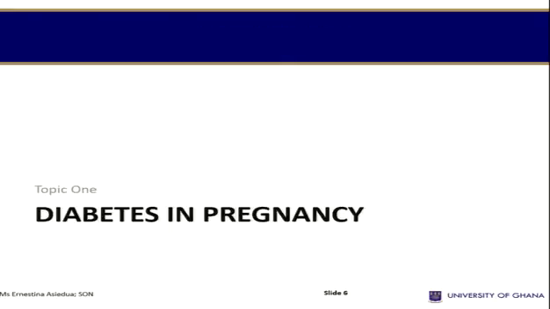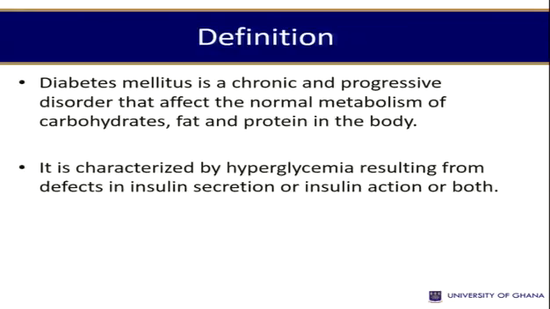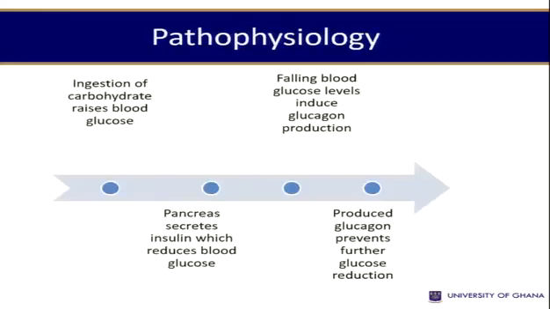We want to start with diabetes and pregnancy. Diabetes mellitus is a chronic and progressive disorder that affects the normal metabolism of carbohydrates, fats, and protein in the body. It is characterized by hyperglycemia resulting from defects in insulin secretion or insulin action, or both. This is just a brief pathophysiology.